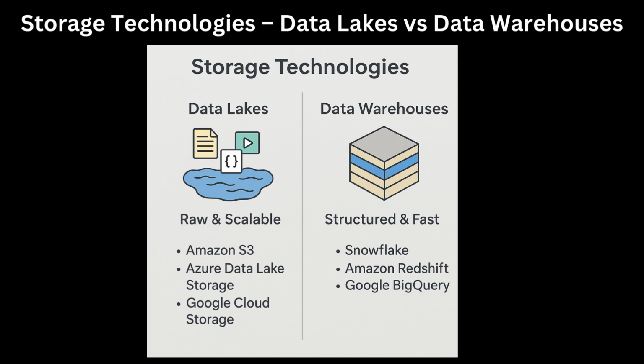Tools like Amazon S3, Azure Data Lake Storage, or Google Cloud Storage are commonly used to implement data lakes. On the other hand, we have data warehouses, designed for structured, cleaned, and processed data. Here, performance matters. These systems support analytical queries with lightning speed using defined schemas and optimized storage formats. Popular solutions include Snowflake, Amazon Redshift, and Google BigQuery.